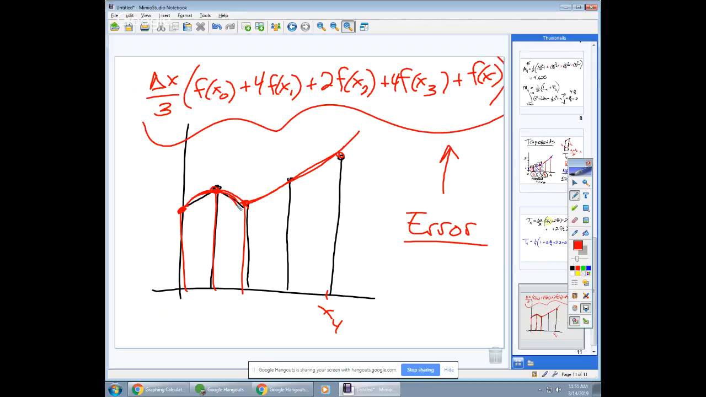And then someone else says, well, I'm going to fit cubics to it, okay? Which is doable too, and there's a whole other pattern to that one right there. It's a wee bit more complicated.